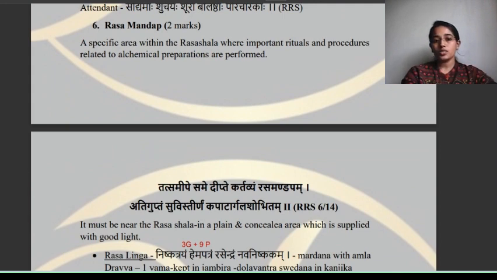So 5 points for the concept of Rasashala, and next comes Rasamandap. Okay, the second portion of your question. The question is concept of Rasashala and Rasamandap. So you have explained about Rasashala, and now you have to explain about Rasamandap. Okay, so what is Rasamandap? It is a specific area within the Rasashala where important rituals and procedures related to the Rasa preparations are performed.